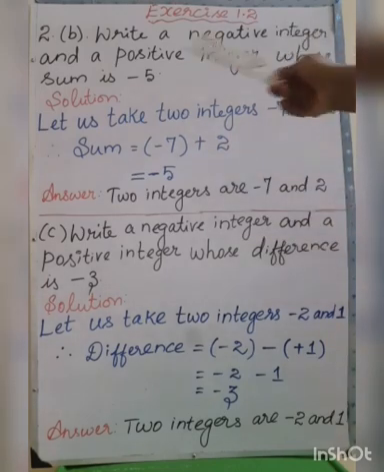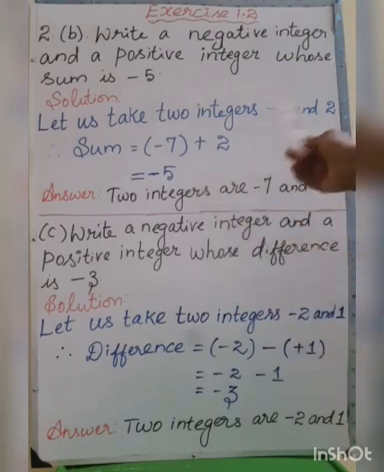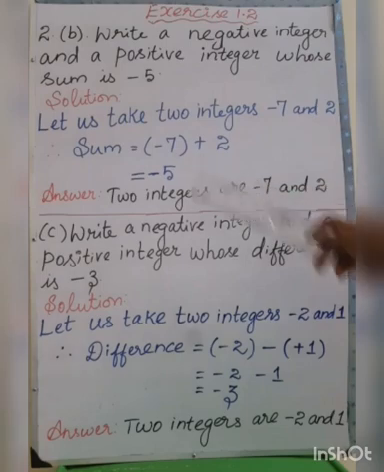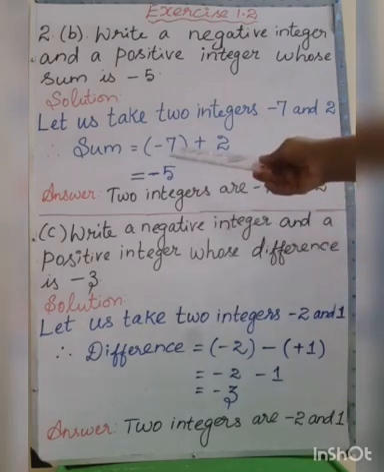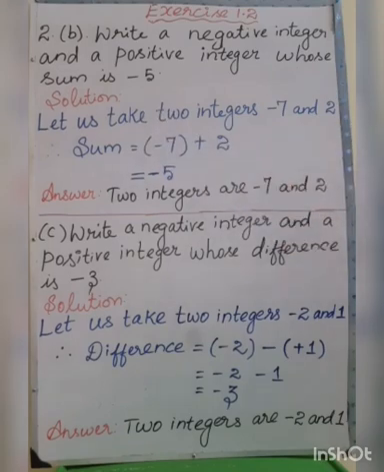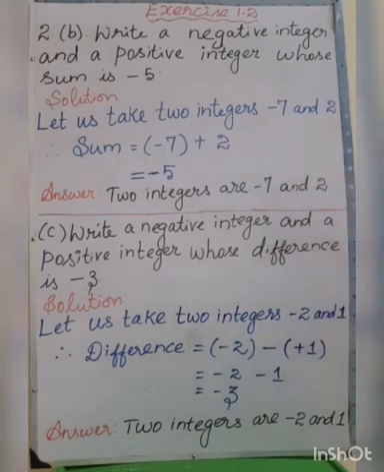Here, whose sum? Sum means added. So the two integers are to be added, and the answer in the sum is minus 5. So minus 7 added with 2. 2 is a positive integer. Okay, one negative and one positive number. So what do you do?